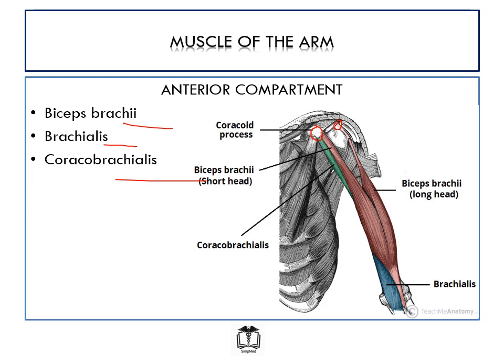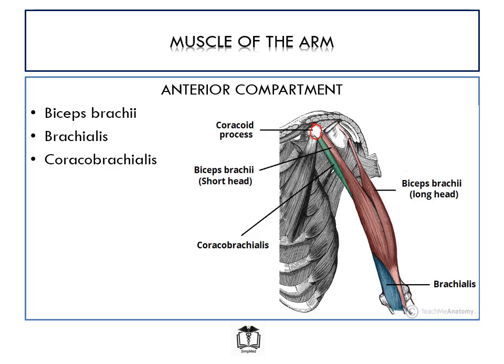The last muscle under this group is the coracobrachialis muscle. That's the muscle here in green. This muscle originates also from the coracoid process of the scapula. You can see both the short head of the biceps and the coracobrachialis muscle both originate from the coracoid process of the scapula.